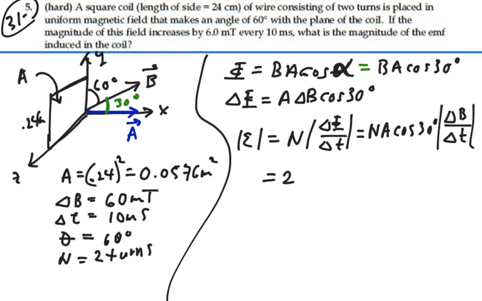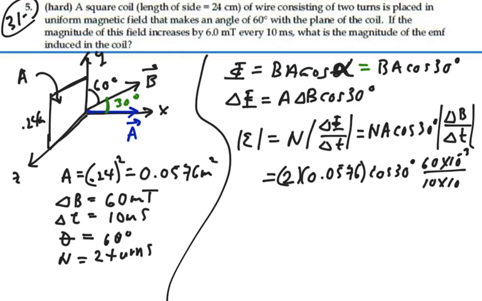So this will be 2 turns times 0.0576 meters squared times cosine of 30, and then we're going to have a change of 6 millitesla in 10 milliseconds. The millis cancel out, and so we have 2 times 0.0576. Cosine of 30 is 0.866 times 6. And what does that give us?